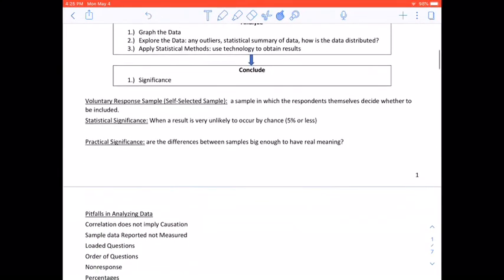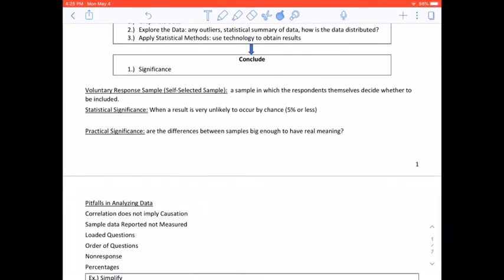We have different kinds of sampling responses that we could have. And so the first one on here is voluntary response. And this is a self-selected sample, a sample in which the respondents themselves decide whether or not to be included. We have statistical and practical significance. So statistical significance is when the result is very unlikely to occur by chance, 5% or less. And then we have practical significance, are the differences between samples big enough to have real meaning.